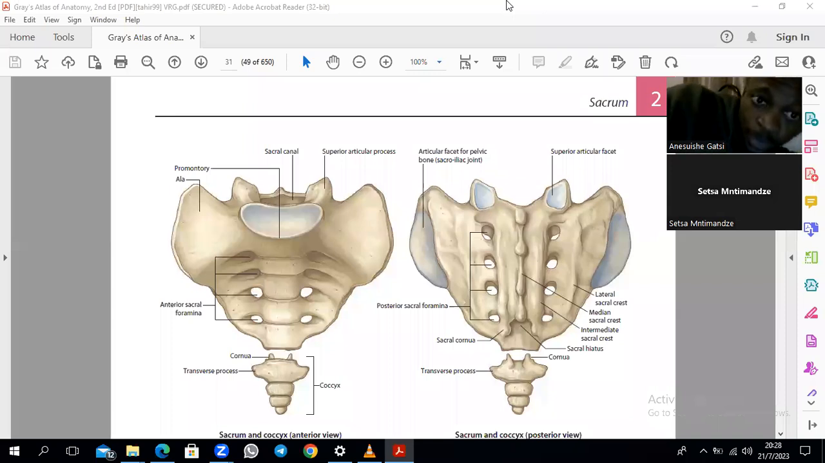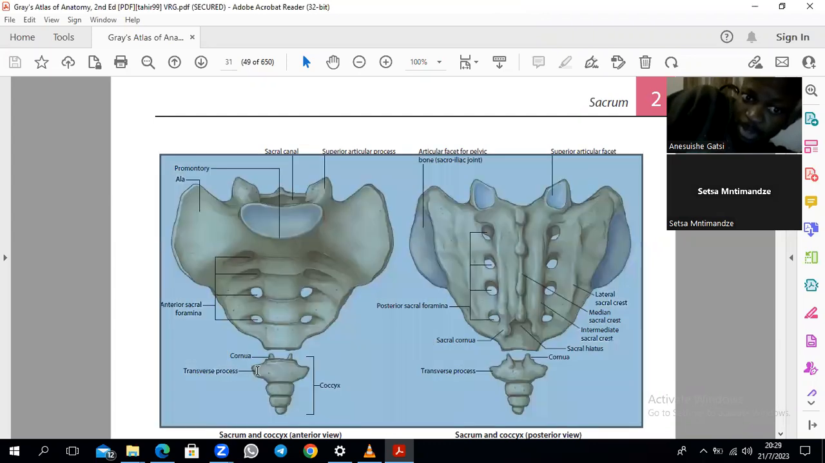Right, so for the last part of our vertebral column, we'll now have the sacrum, which is this one, then the coccyx, which is this one. For description purposes, the sacrum is made up of 5 fused vertebrae. The coccyx is made up of 4 fused vertebrae.